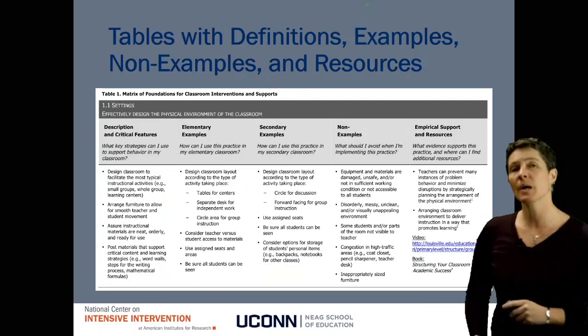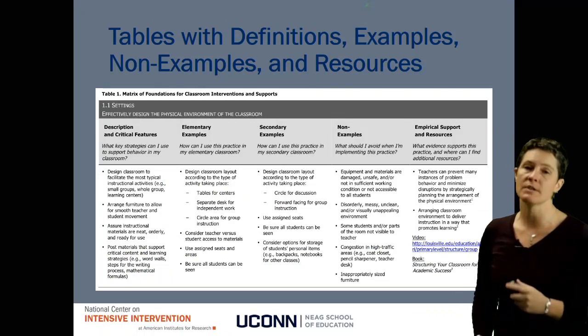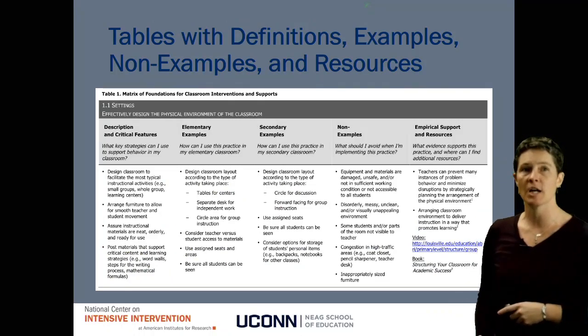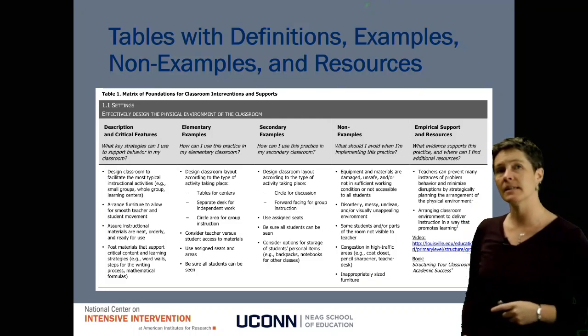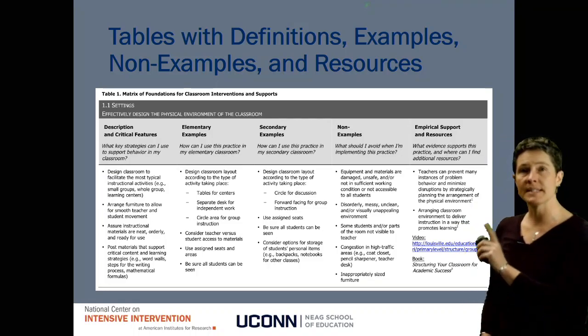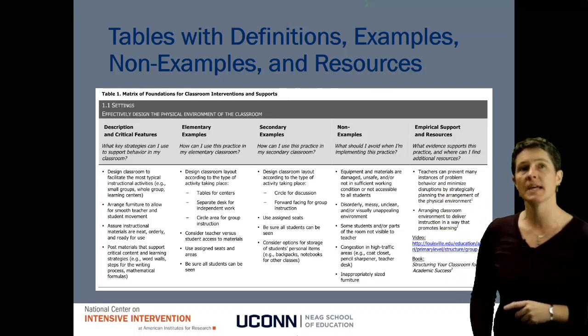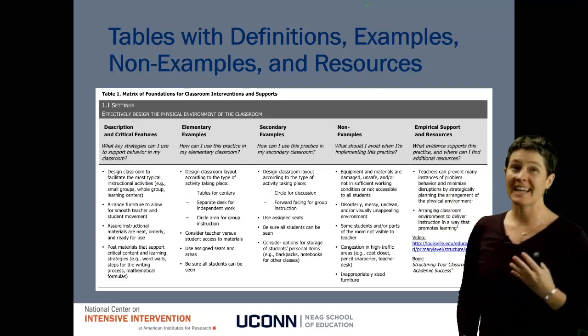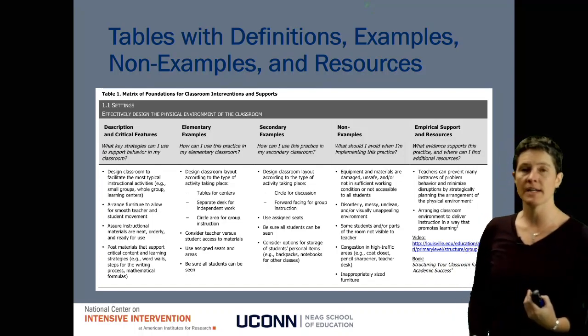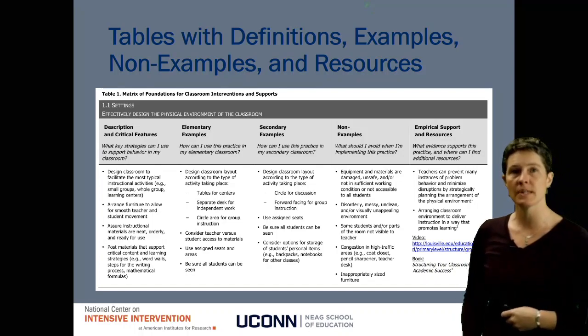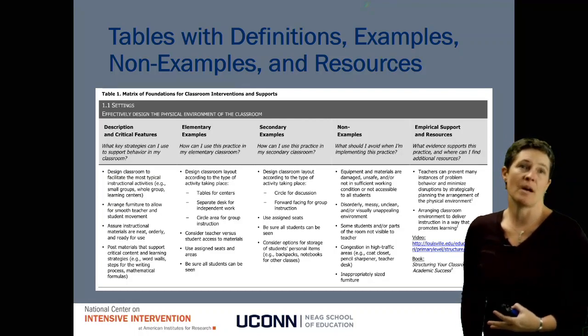And then I think the most helpful piece of this document are these tables. For every single strategy that we're going to talk about in this course and that's listed in this resource, there is a table. The table defines the critical features. It gives elementary school examples and secondary examples. It gives some non-examples that help clarify common errors or misconceptions that we see people make when they're using these strategies.